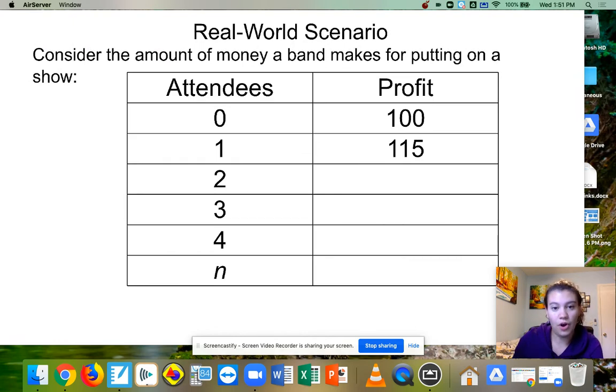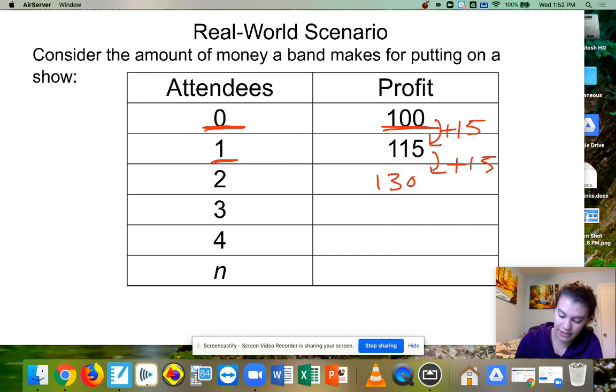But some more examples. Real world scenario. So consider here the money a band makes for putting on a show. If nobody comes to the show, they just straight make $100. If people come, then they have to start paying to come. So if one person comes, they make $15. So it's like they added 15 to their profit. Well, what do you think if they had 2 people come? You would get 130 in profit, or add another 15. We can keep doing that. We'll get 145 and then 160.